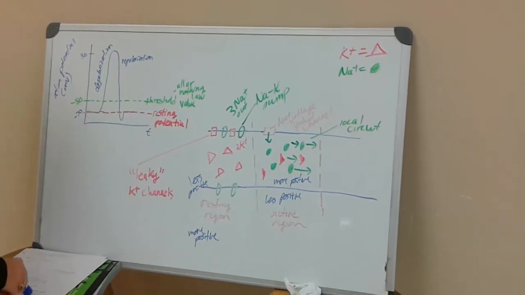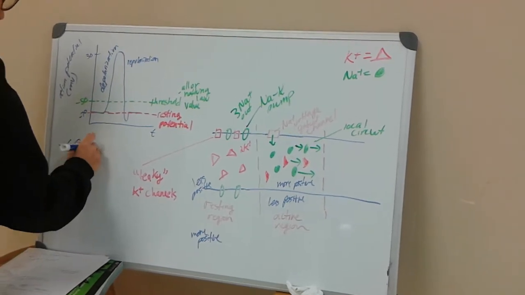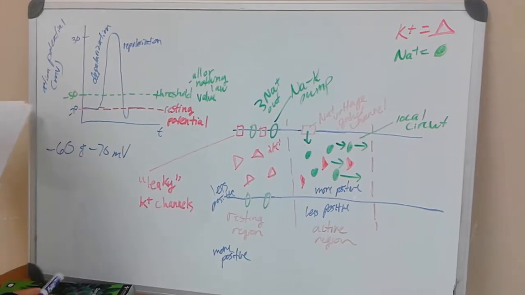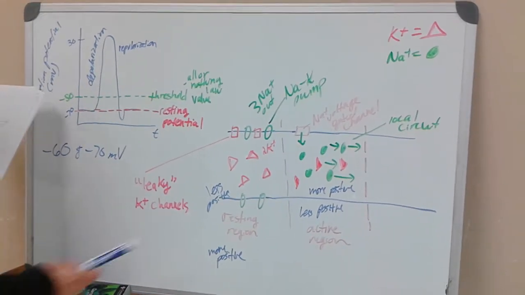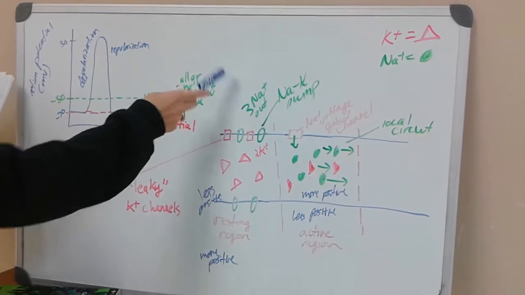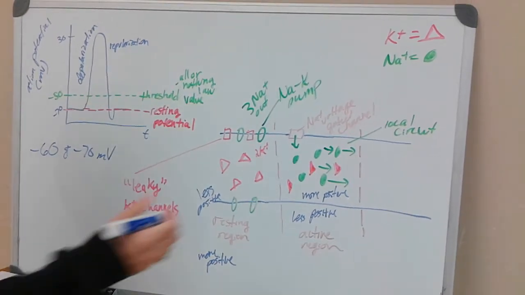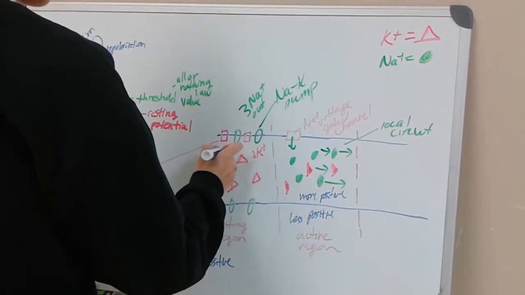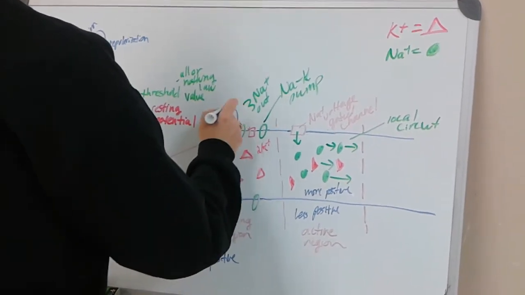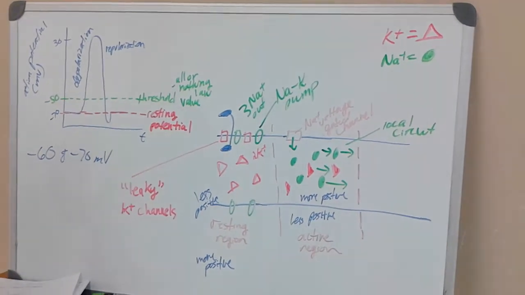The resting potential is normally between negative 60 and negative 70 millivolts. The resting potential is the difference between the electrical potential inside and the electrical potential outside on an ion. It's found with a voltmeter. So if you were to put a voltmeter here, you subtract the inside from the outside, and that's how you get your negative resting potential.